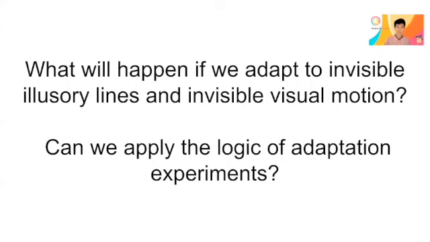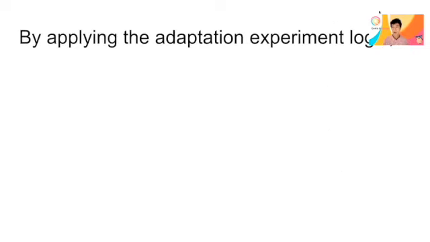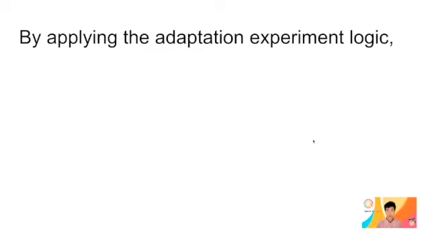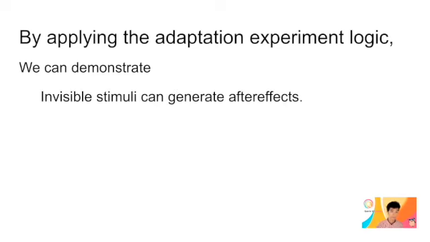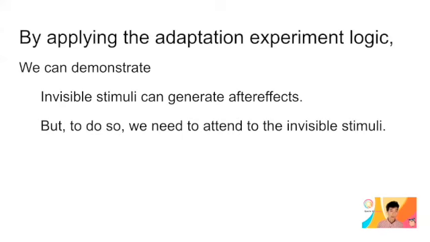So what will happen if we adapt to invisible illusory lines and invisible visual motion? And can we apply the logic of adaptation experiments, especially from orientation-dependent adaptation under crowding? By applying the adaptation experimental logic, what we can demonstrate is that invisible stimuli can generate after effects indeed. But to do so, we need to attend to these invisible stimuli. Maybe at this stage you don't understand what it means, but I'll try to clarify this in this lecture.